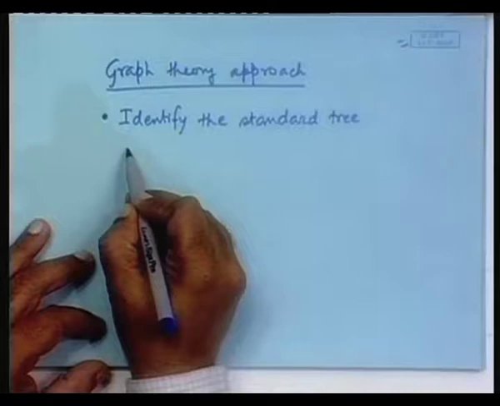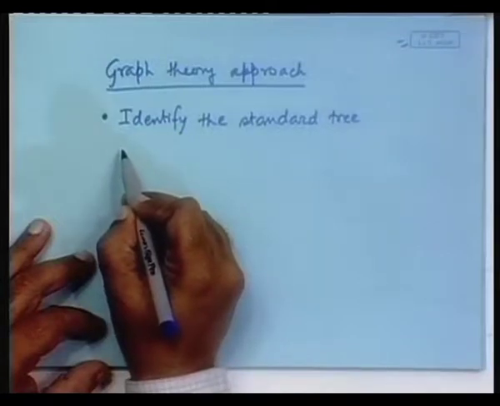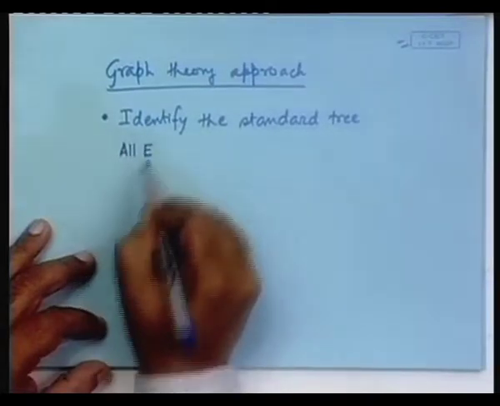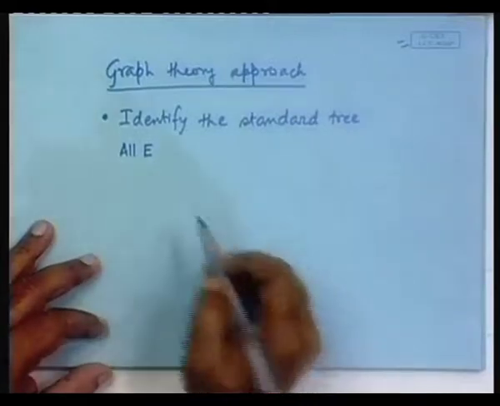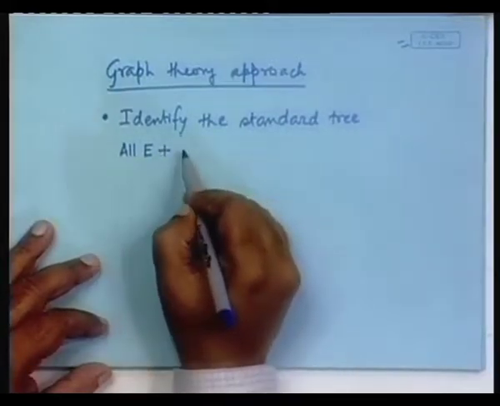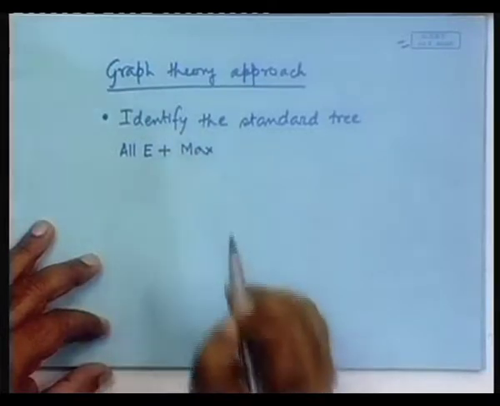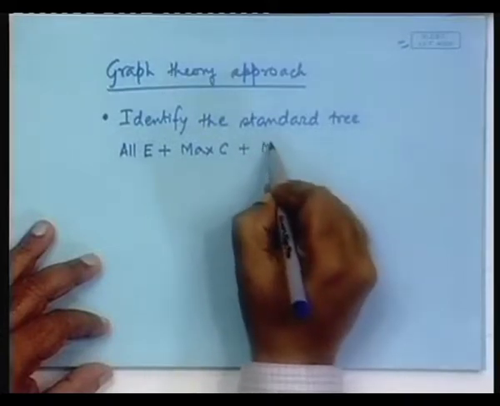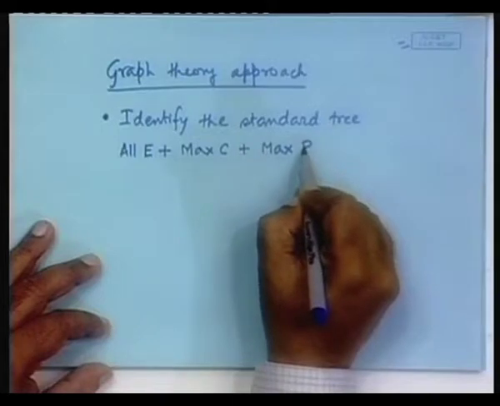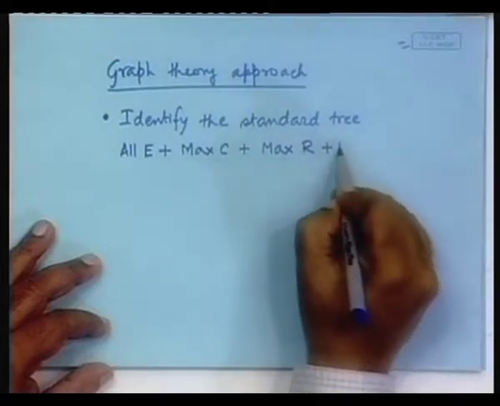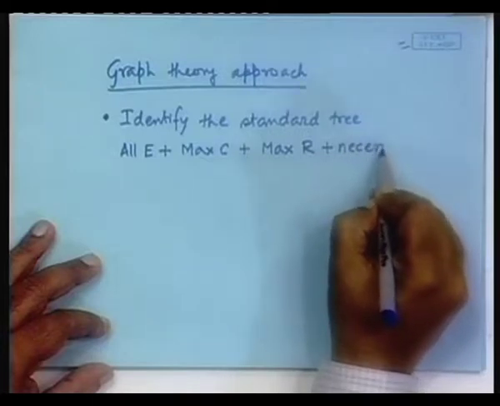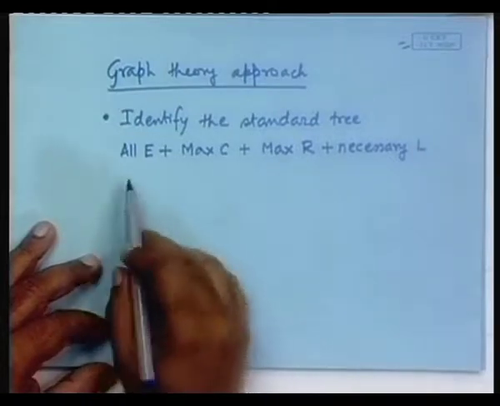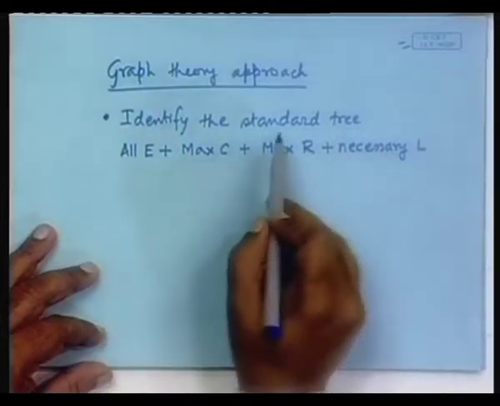So, what are the steps? First, it should include all voltage sources, then maximum capacitances, plus maximum number of resistances, plus the necessary number of inductances. So that is the logic by which we go in order to identify the standard tree.